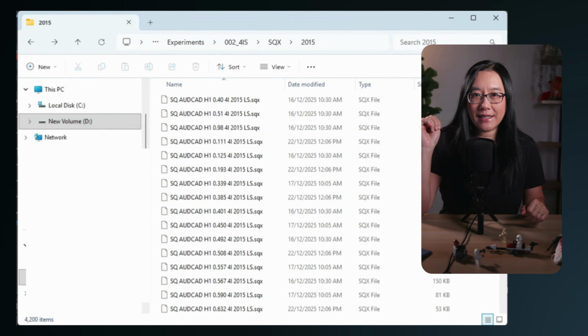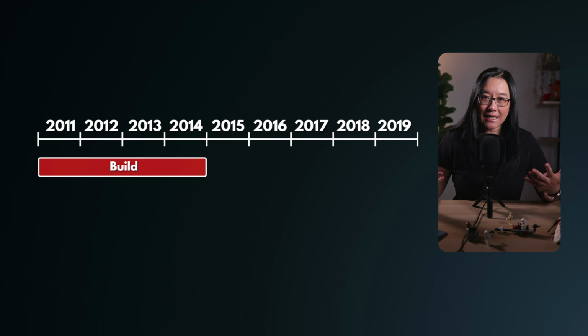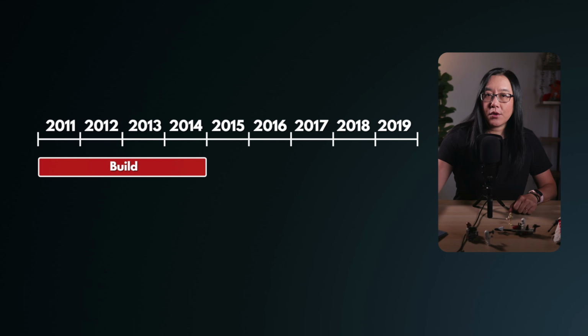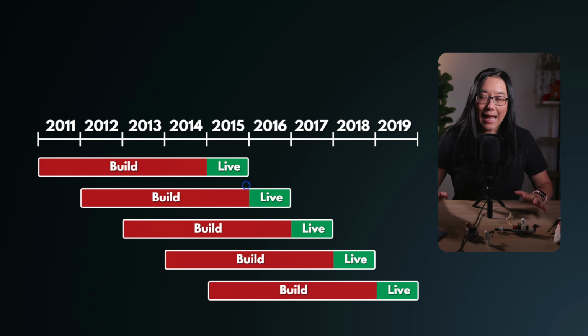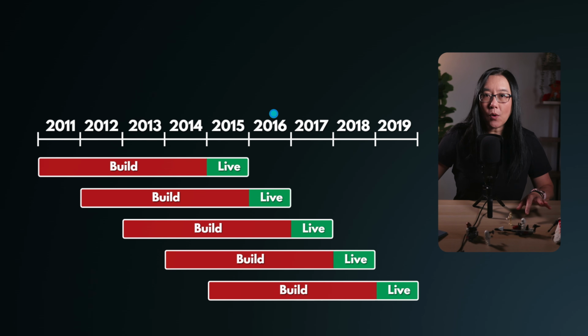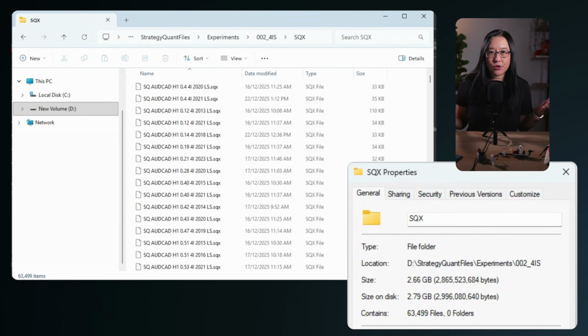of 4 years. But are these strategies any good? Are they actually profitable? So I took these 4,200 strategies and I retested them using data from 2015 only. So this is now simulated live trading. And I repeated the exact same steps from 2016 all the way up to 2025. And if you add up all those strategies, this now makes 63,499 strategies and 2.6 gigs on my hard drive.